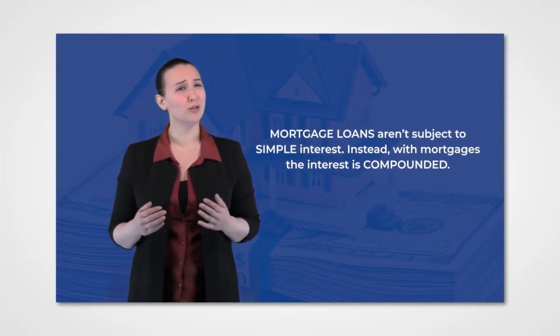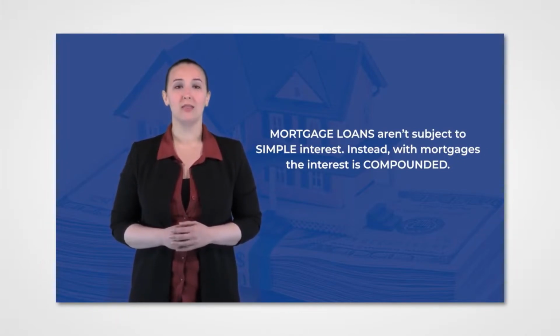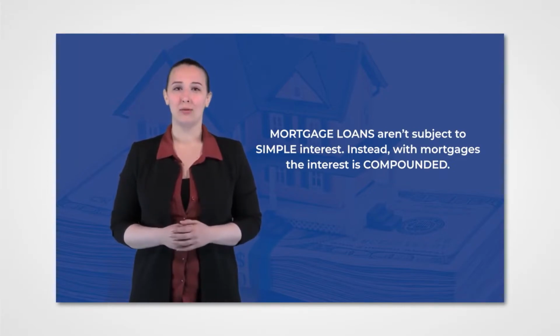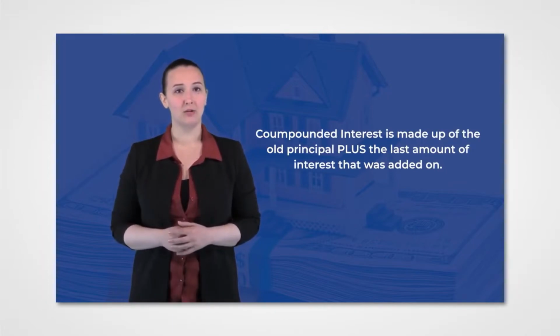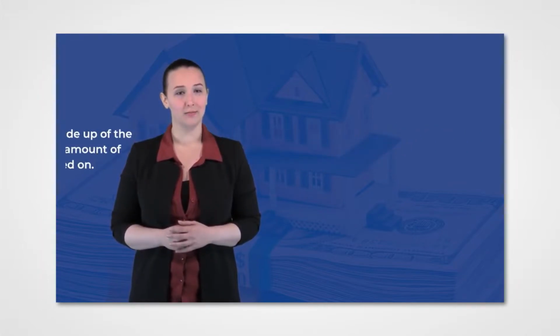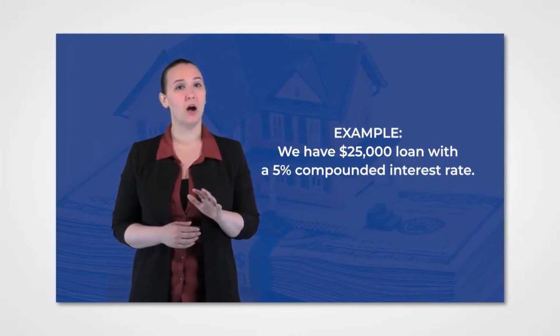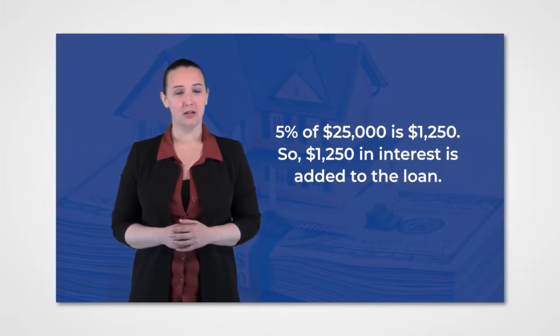But mortgage loans aren't subject to simple interest. Instead, with mortgages, the interest is compounded. When interest is compounded, each time the interest rate is applied, it's applied to a new principal amount made up of the old principal plus the last amount of interest that was added on. Let's say we have a $25,000 loan with a 5% compounded interest rate. 5% of $25,000 is $1,250.